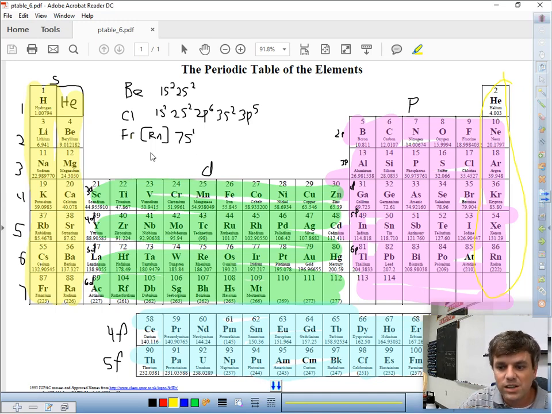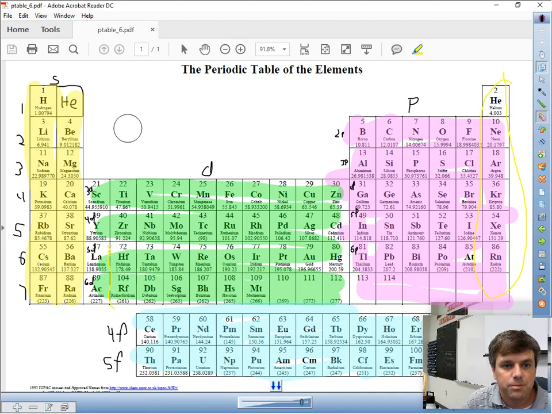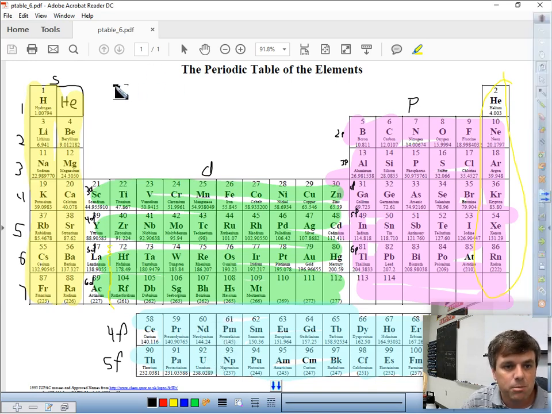There's one last thing I want to show you. It's not going to be a major focus of this class, but the f's are kind of weird because they kind of split the d's after you've started the d's. If we were going to write an electron configuration for, let's say, promethium.